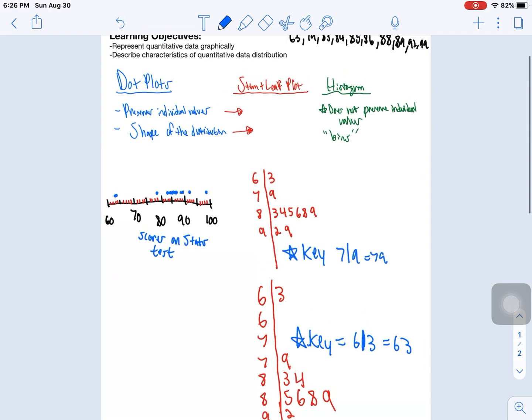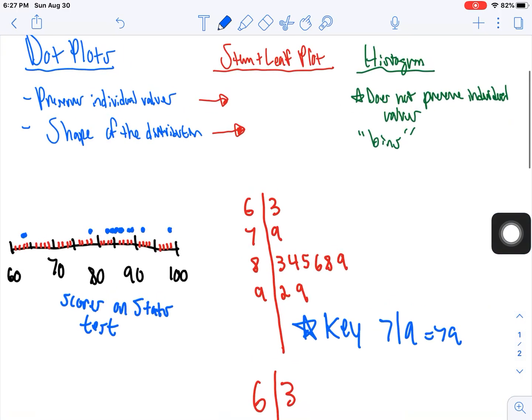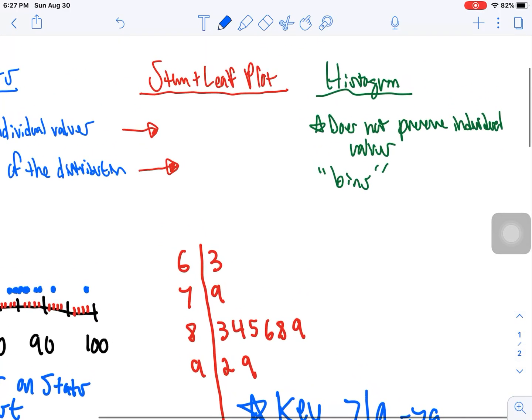Now, a histogram does not preserve individual values. And that's because in histograms, we group all these data into bins. So a histogram is like a bar chart. It looks like a bar chart, but it's actually not a bar chart. And we'll see that example over here.